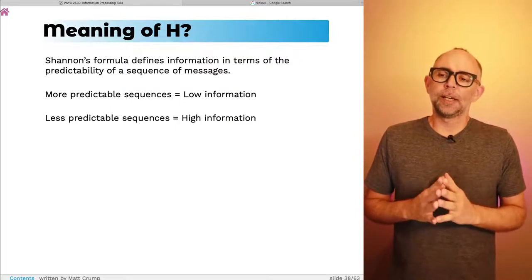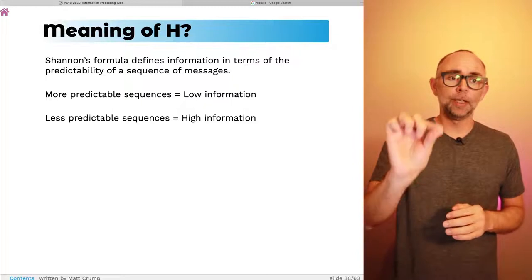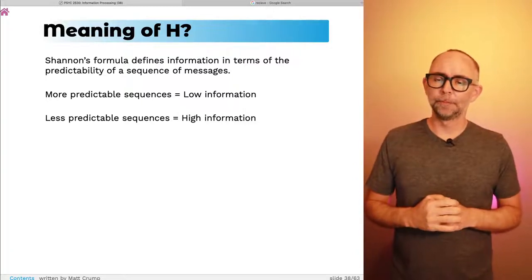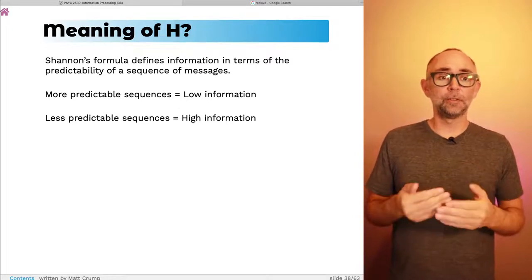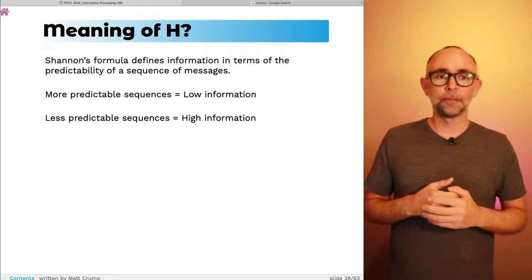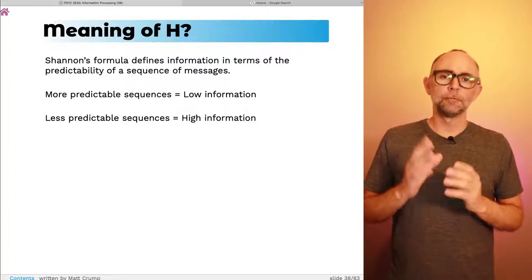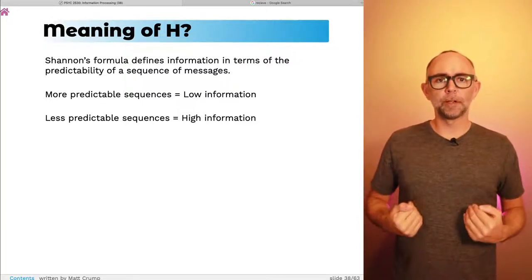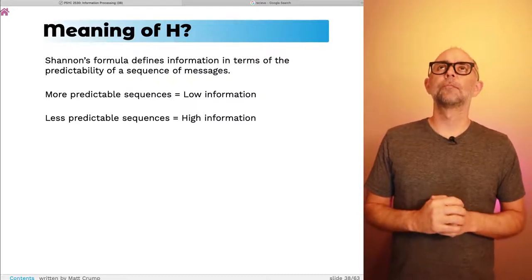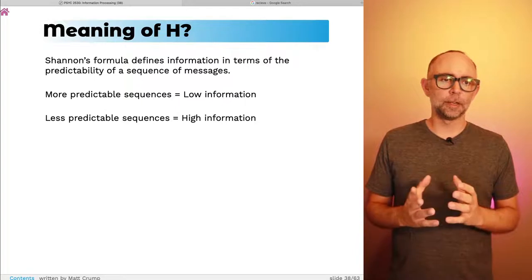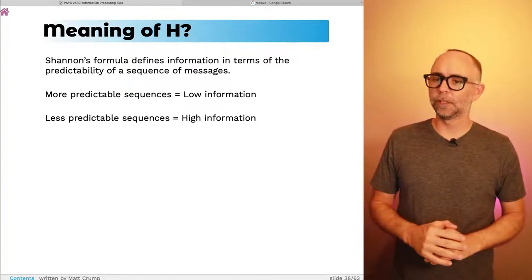We could think about that as a highly predictable communication. It's always the letter A. And once you know what I'm telling you, you don't really learn anything new every time I send you a message, right? So a message that's very predictable, the receiver doesn't learn very much new information. So Shannon made his formula reflect this concept. If things are predictable, they're assigned a low amount of information.